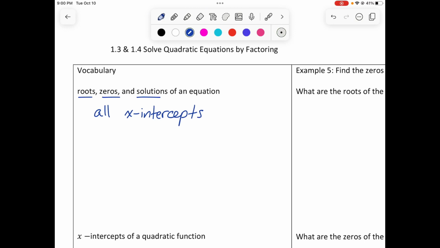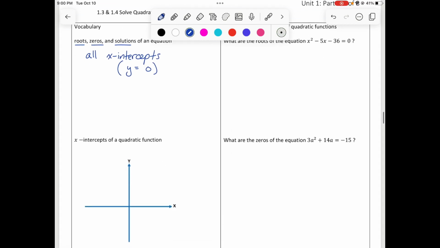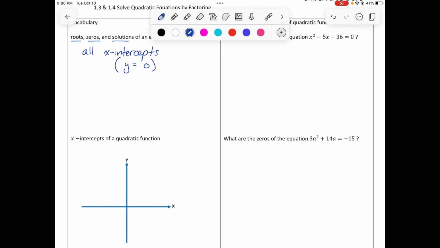How do we find an x-intercept? Think to yourself. Hopefully you said that is when y is equal to 0. So, x-intercepts of a quadratic function. Quadratics, that's what we've been graphing. So here, go ahead and sketch each of these, and then we're going to talk about them. And then one more.